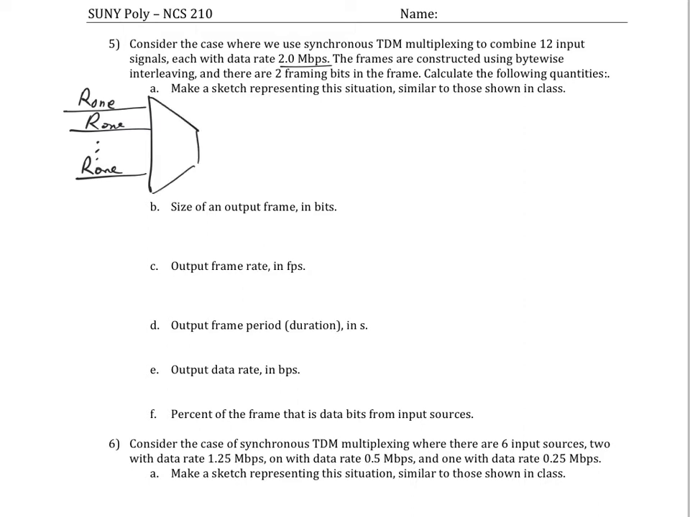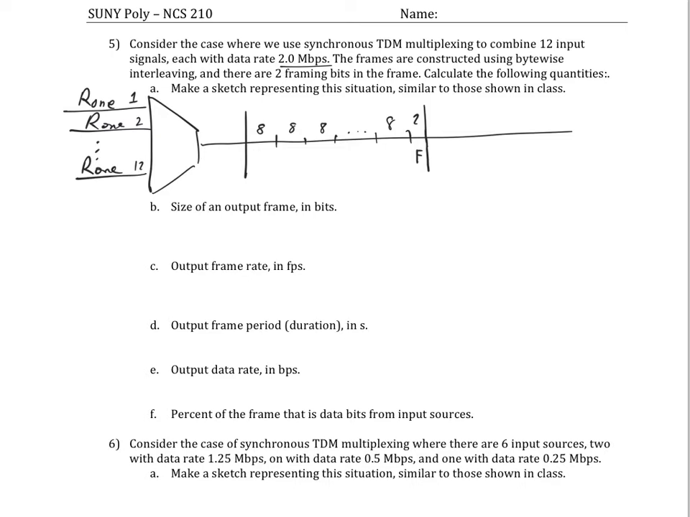I'll multiplex them together, and I'll make a frame here. I'll draw a frame. We have byte-wise interleaving and 2 framing bits per frame. So I've got 8 bits from channel 1. I've got another 8 bits from channel 2, and finally channel 12, 8 bits, dot, dot, dot. 8 bits from channel 12, and finally 2 framing bits. Okay, so there's a picture of it.